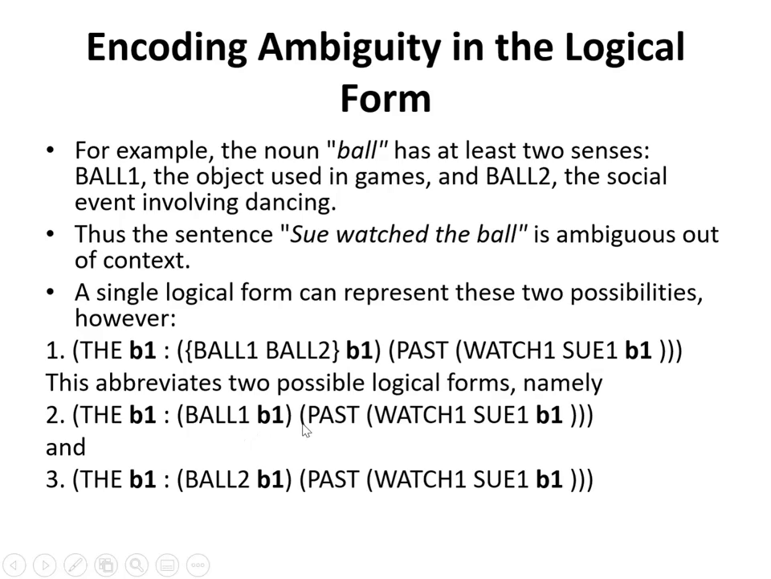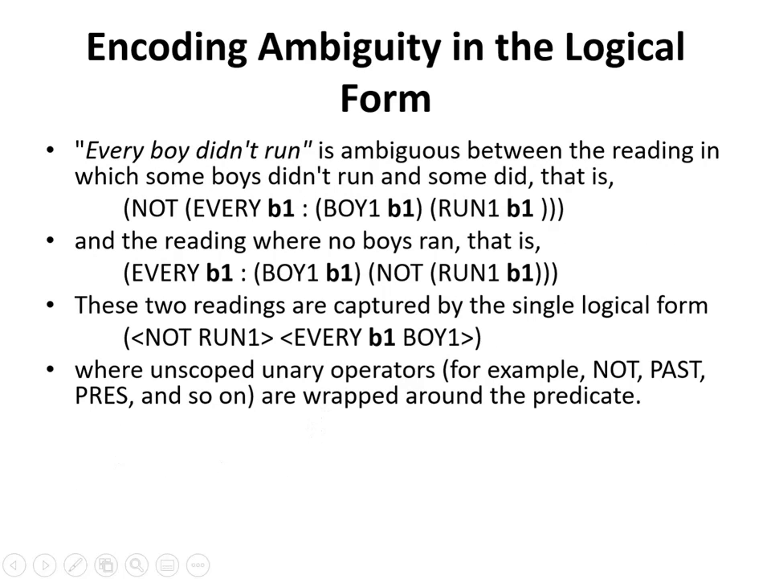The B1, ball 1 B1, where we are specifically specifying which type of ball, either a game or a social event. If we are saying ball 1 B1, it is a ball used in a game. And if we are writing ball 2, then it is a ball that is a social event involving dancing. So this is how we can encode the ambiguity.